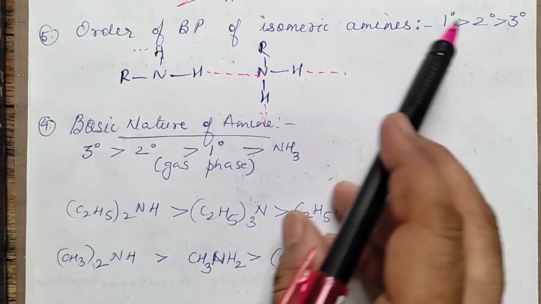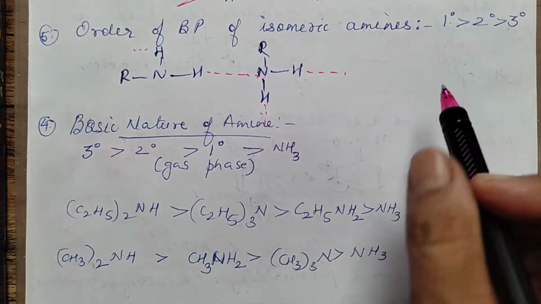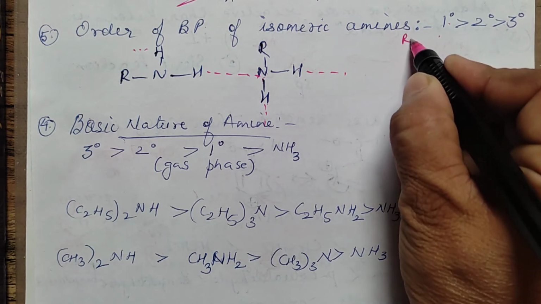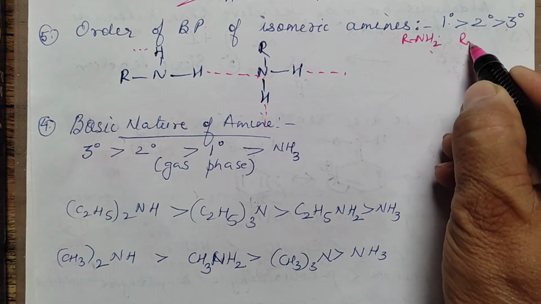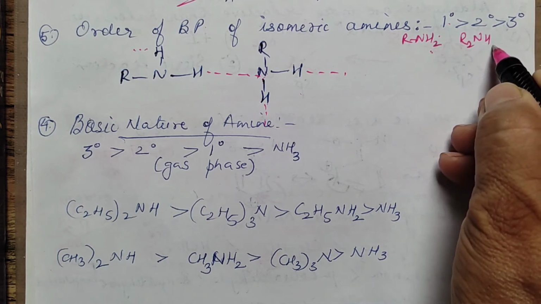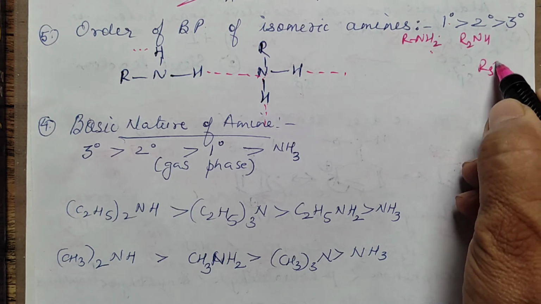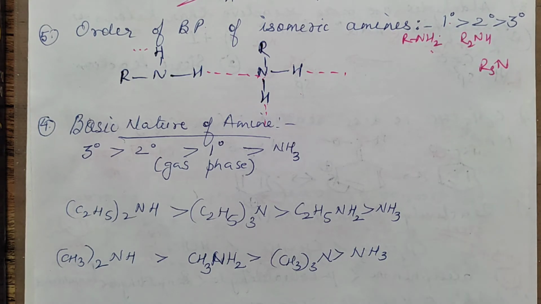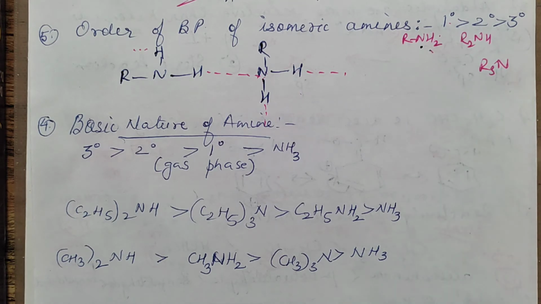So in 1 degree there are more H attached to nitrogen. That is what we say. 1 degree is RNH2. So more hydrogens are there. 2 degree mein R2NH. So only one hydrogen. So extent of H bonding will be less. Whereas in 3 degree R3N. So more the hydrogens attached to nitrogen, more will be the extent of H bonding, more will be the boiling point. So boiling point is maximum for 1 degree, then 2 degree, then 3 degree.